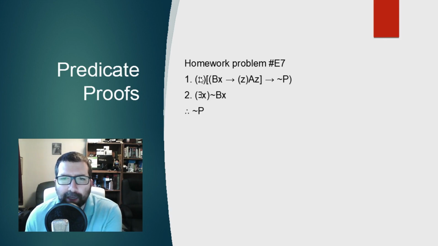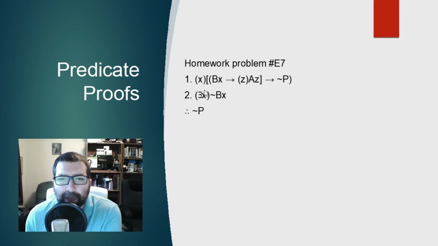First one is a universal statement, for any x. So take any object in the universe, then we have this statement here: if x is a b, then for anything in the universe, it's an a, right? For any z, z is an a, and then not p. So if this statement is true, then this statement is true, and that's for any x in the universe.